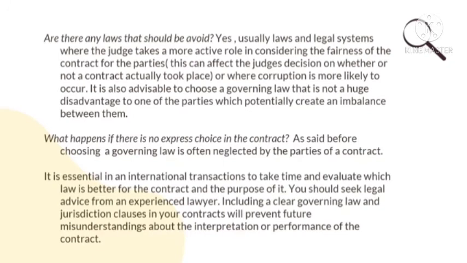Next, are there any laws that should be avoided? Yes, usually laws or legal systems where a judge takes a more active role in considering the fairness of the contract for the parties. This can affect the judge's decision on whether or not the contract actually took place, or where corruption is more likely to occur. It is also advisable to choose a governing law that is not a huge disadvantage to one of the parties, which potentially creates an imbalance between them. There are laws that should be avoided for fairness of the contract.